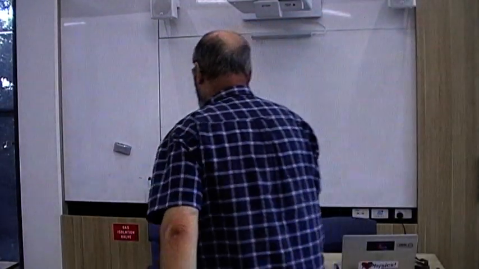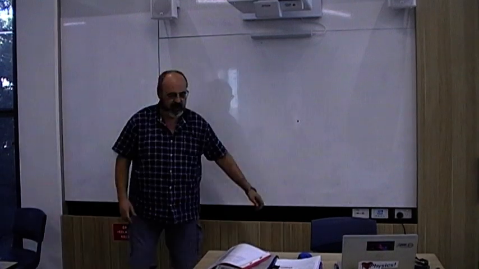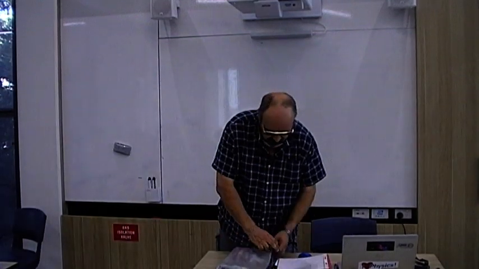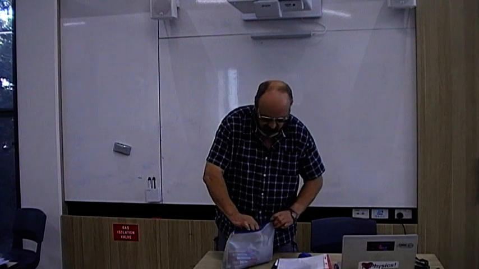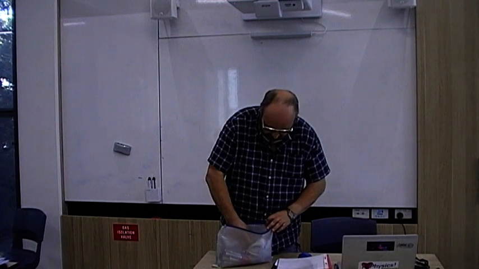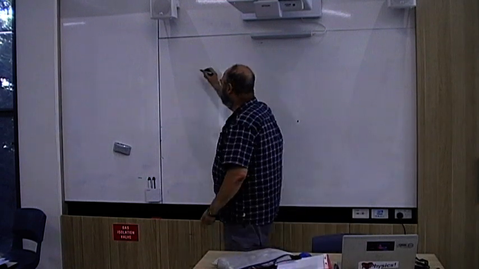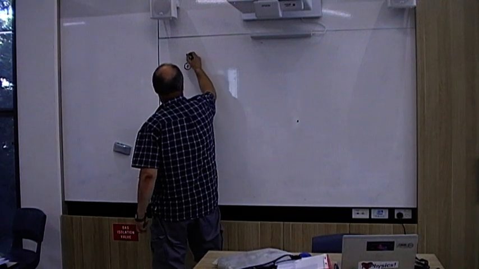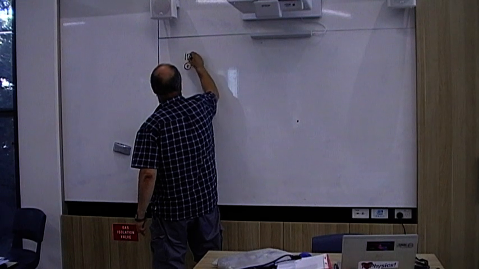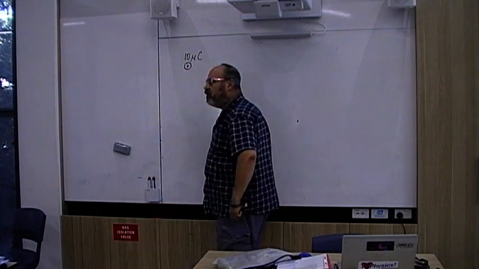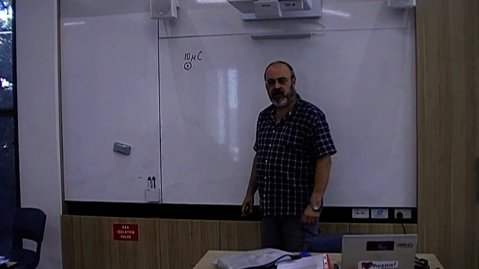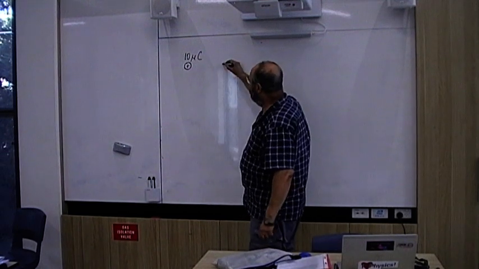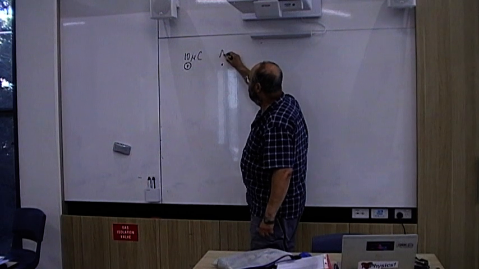So we have learned about Coulomb's law, which describes the force with which electrical charges interact with each other. So let's say we have some electric charge. Let's say we have a charge of 10 microcoulombs. And then we bring another charge and place it into the point A here.